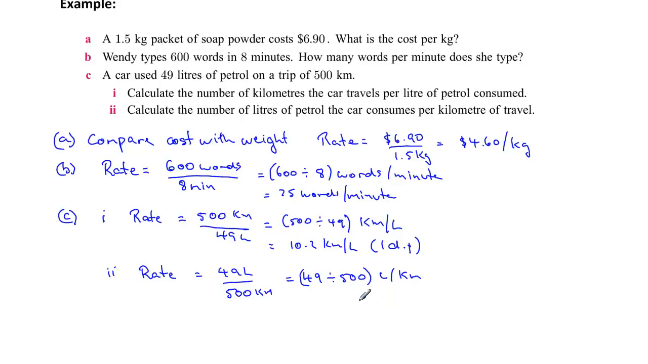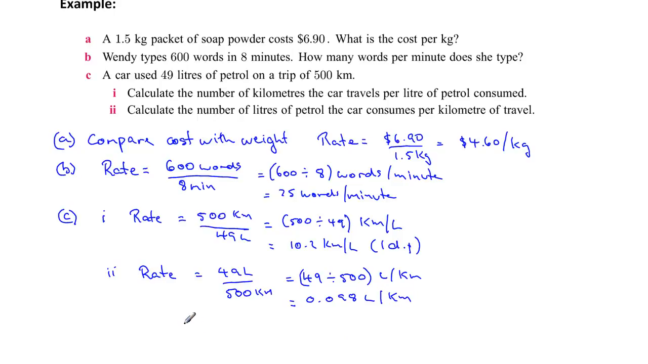This is the amount of petrol consumed per unit of distance travelled, per kilometre. So the car in this case uses 0.098 litres per kilometre. Now, because in practice this second rate is often very small, 0.098 litres per kilometre, petrol consumption is usually quoted as the amount of petrol used per 100 kilometres, not per 1 kilometre.